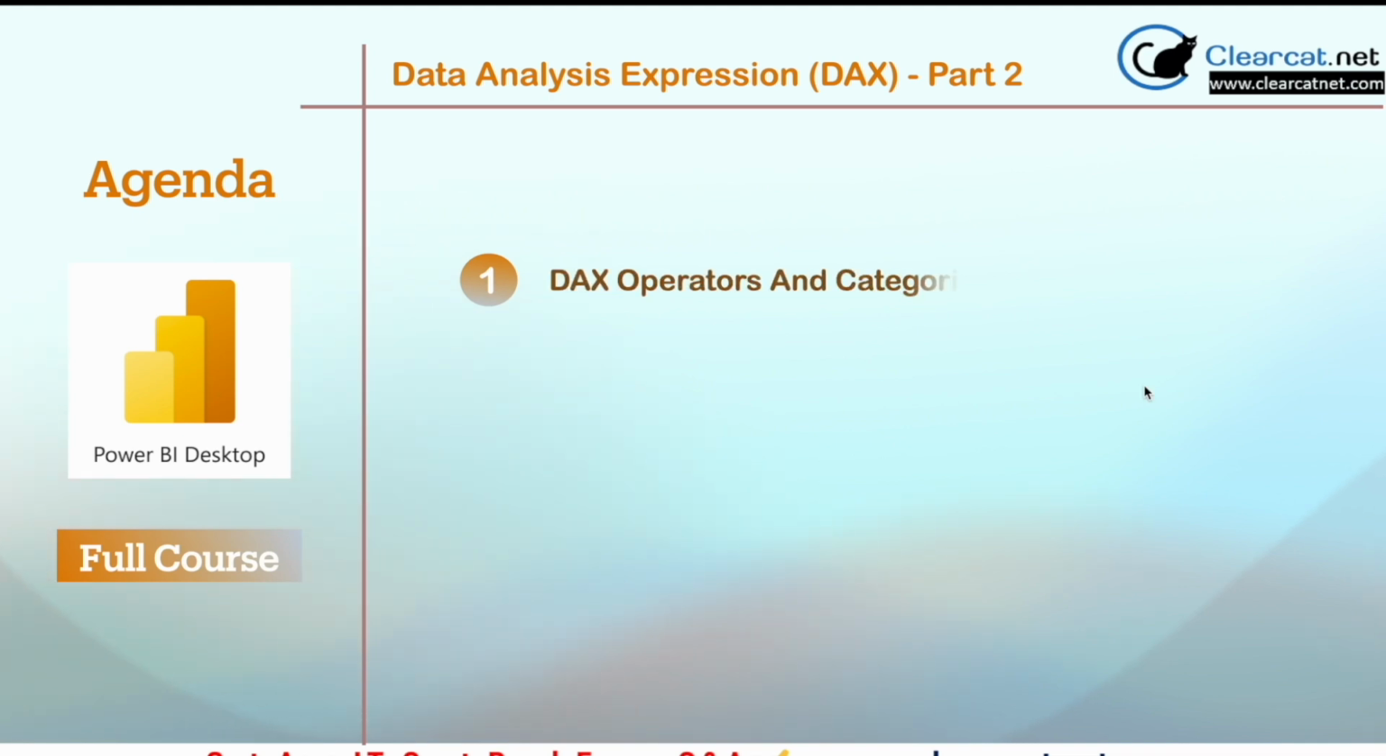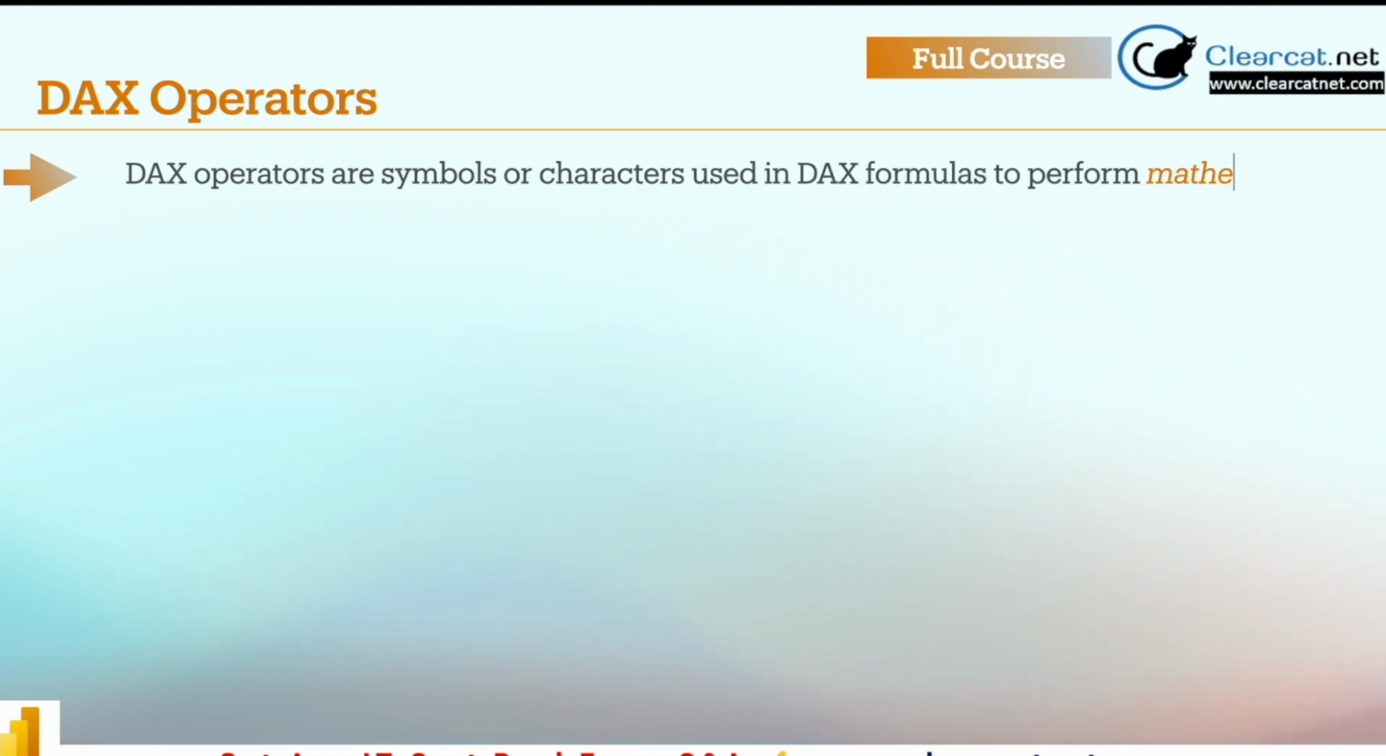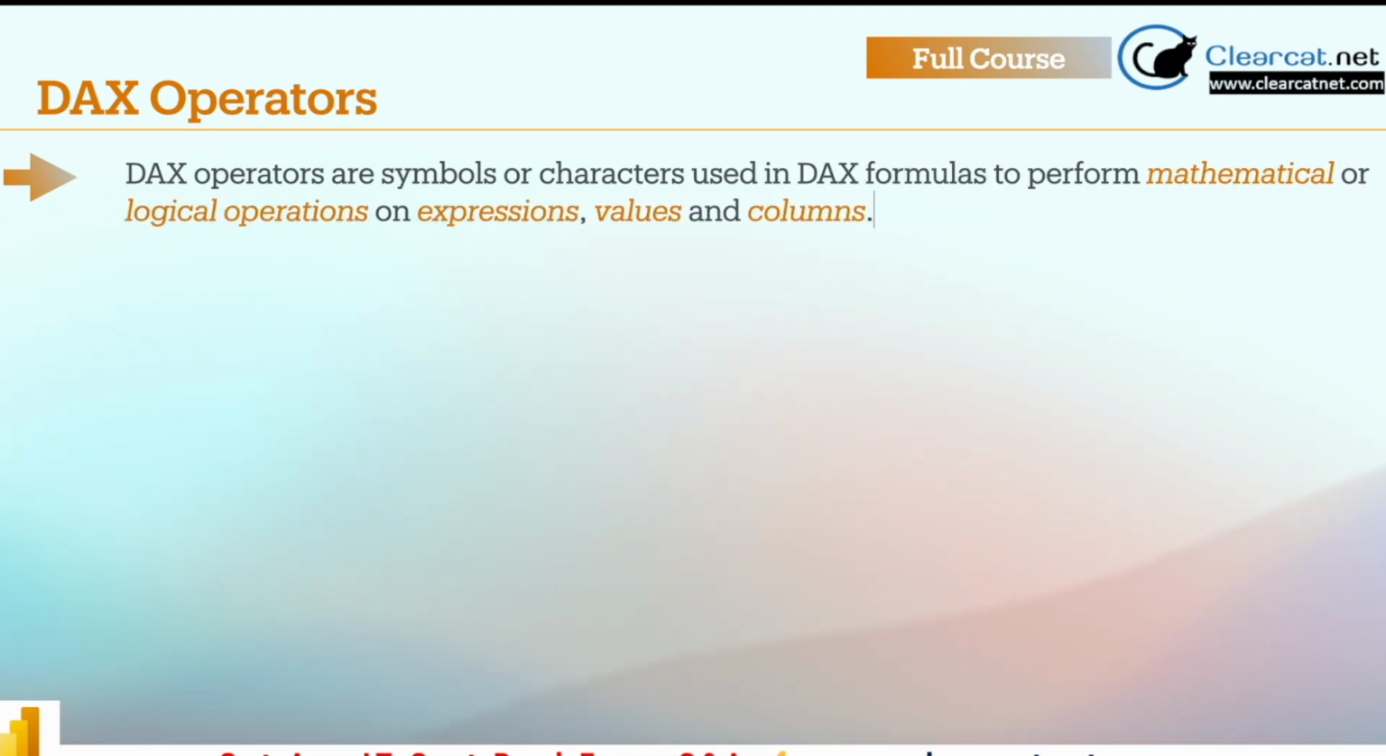In this video we are going to learn DAX operators and categories, DAX functions and its categories, and best practices for writing DAX formulas. DAX operators. DAX operators are symbols or characters used in a DAX formula to perform mathematical or logical operations on expressions, values and columns. So this is the thing we have to note down: expressions, values and columns. We work on these things with the help of DAX formulas.